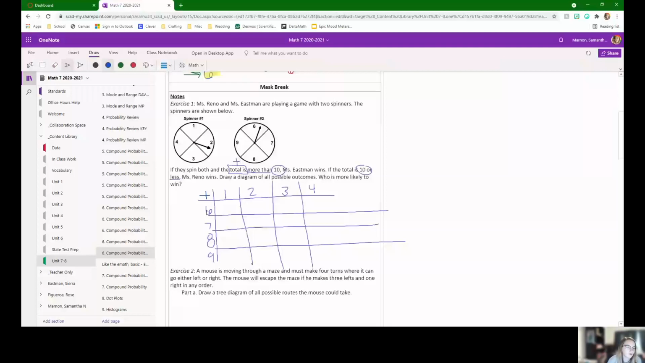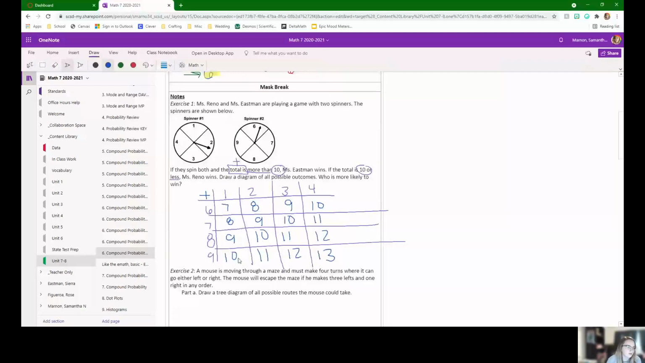So for this one, this would be rolling a 1 and rolling a 6, so the total would be 7. This is rolling a 6 and a 2, which is 8. 6 and 3 is 9, 6 and 4 is 10. 7 and 1 is 8, 7 and 2 is 9, 7 and 3, oops, 10. 7 and 4, 11. 8 and 1, 9; 8 and 2, 10; 8 and 3, 11; 8 and 4, 12. 9 and 1, 10; 9 and 2, 11; 9 and 3, 12; 9 and 4, 13.